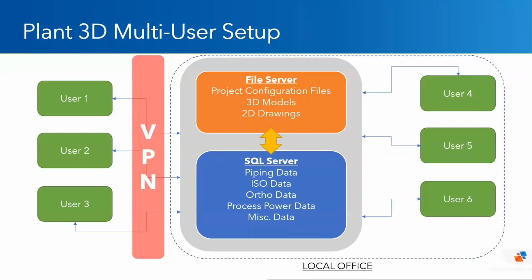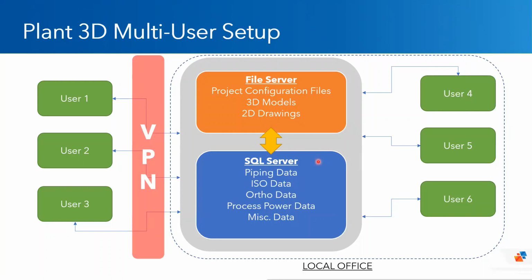So the key benefits of ACC really for Plant 3D is data management and access. As you can see here, your typical Plant 3D project for a multi-user project requires two things. You will need a file server and a SQL server. So the file server here will host all your working files, like your drawing, your project setup, and your deliverables. And the SQL server will host all the data that's in your piping model or your P&IDs.